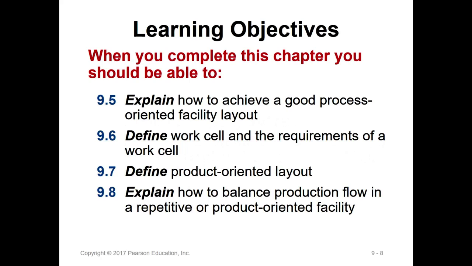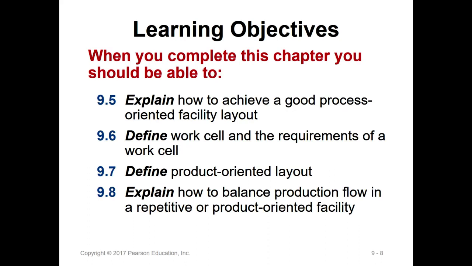And explain how to achieve a good process-oriented facility layout. And also we are going to define the work cell and the requirements of a work cell. What is a work cell? A work cell is when you bring some equipment together to produce a unique product or a group of similar products. They call them a product family. So that's the work cell.